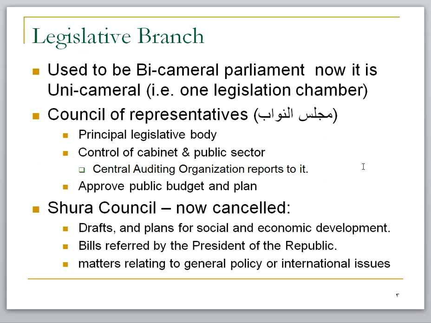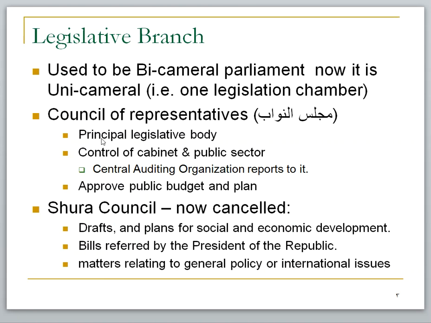We used to have a bicameral parliament, which means غرفتين يعني للتشريع. Now we have only one, which is called unicameral. In English, it's one legislation chamber. It means that احنا عندنا غرفة واحدة فقط للتشريع, which is the Council of Representatives. Before that, we had 2 councils, and the Shura Council now has been cancelled, though the Shura Council hadn't had any legislative authorities actually.